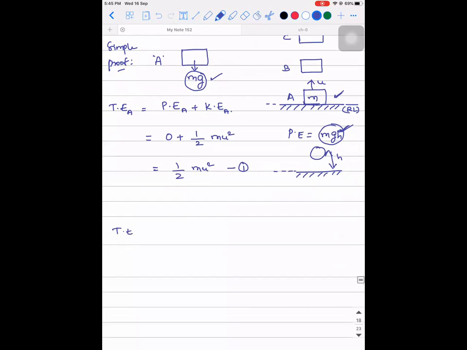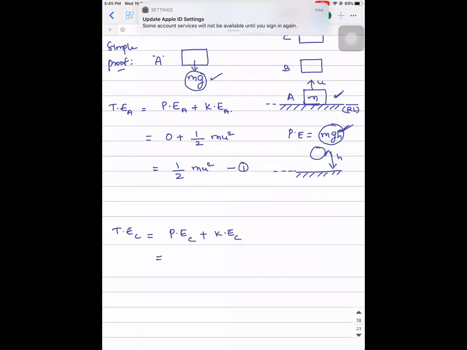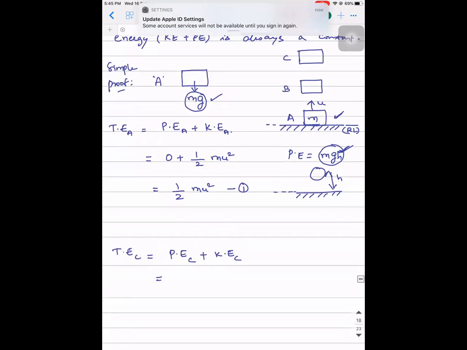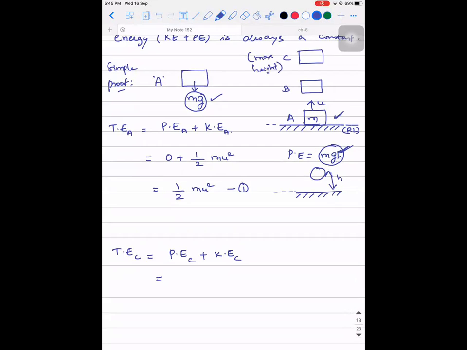Now let's talk about total energy at point C. Total energy at point C is potential energy at point C plus kinetic energy at point C. Correct? So what is the potential energy at point C? Let's say this is the maximum height. Let us say this height is h. Now tell me. mgh, sir. It is mgh.